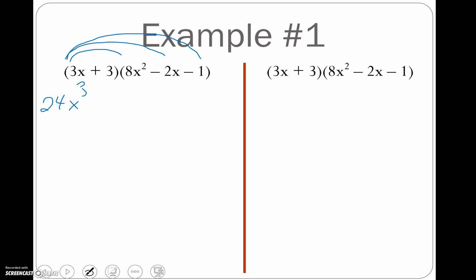Then I'm going to keep going and do 3x times negative 2x, and a positive times a negative gives me a negative 6, and x times x gives you x squared because there's two x's there. Then I do 3x times negative 1, and I get a negative 3x.